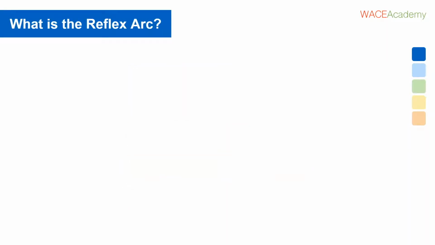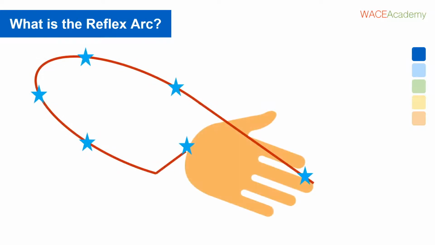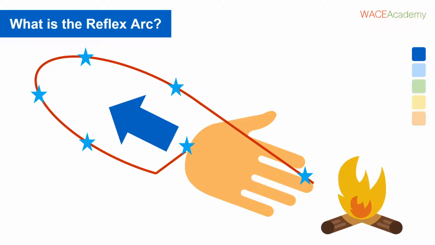The reflex arc refers to the pathway that your nerve impulses take when your body performs a reflex. Reflexes are involuntary and happen incredibly quickly. For example, you pull your hand away from touching a hot thing before you can even register that it's hot. The way the reflex arc is structured is key to allowing this reflex to happen so quickly.